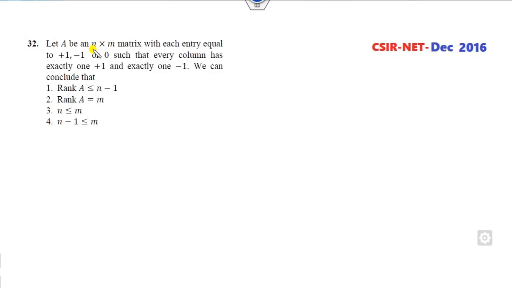Okay, A is an N cross M matrix. Again, M and N are not given to you, so you can choose any pair. Is any condition given to you? No. So you can choose any M or N. This is my A. Look at that. Every column has exactly one 1 and exactly one minus 1. My option is N less than or equal to M. Fine. So I can choose the reverse side. I can choose M as say 2 and N as 3, for example. So that option will be cancelled out.